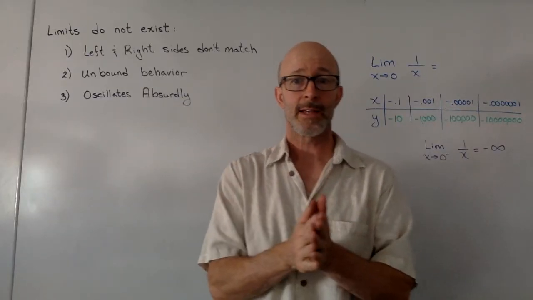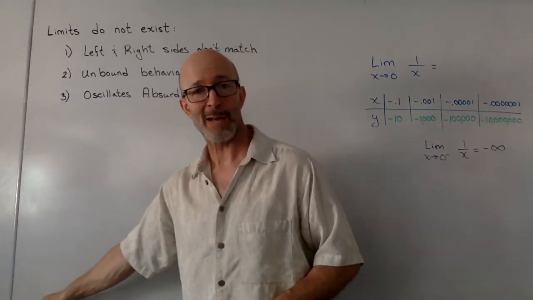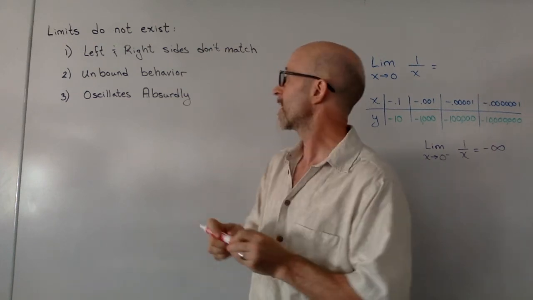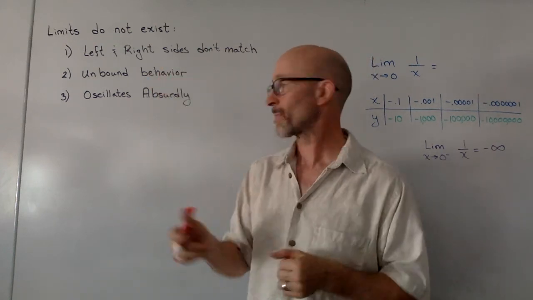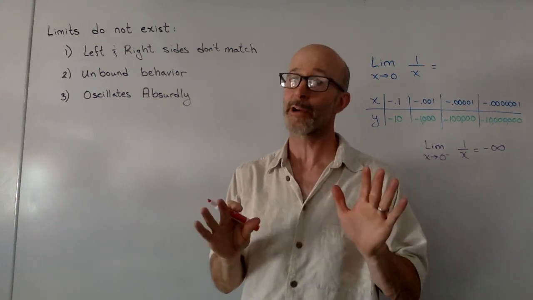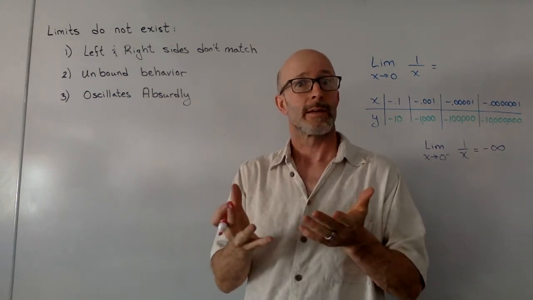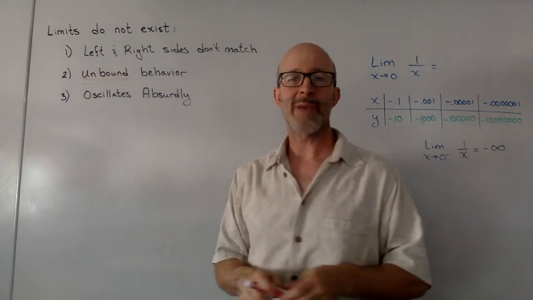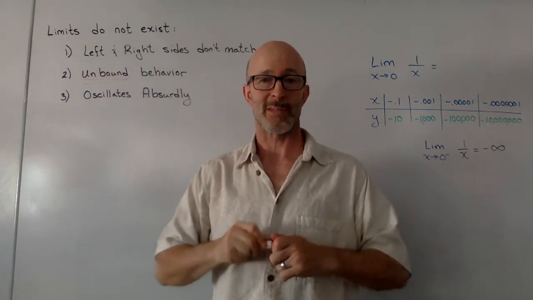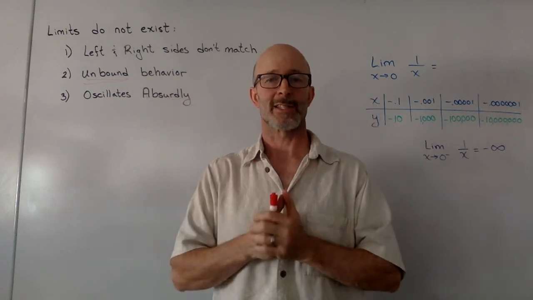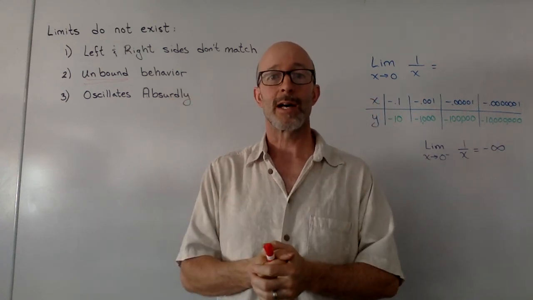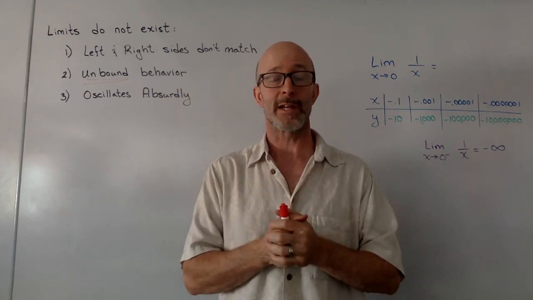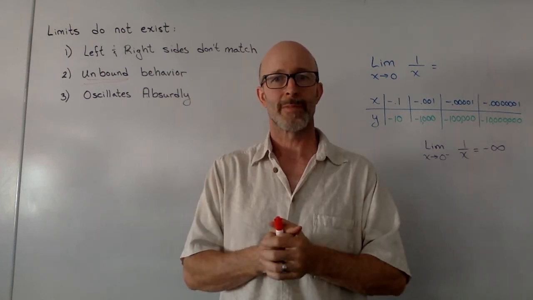But wait, you might say, you recall from the beginning of this chapter that there are times where we just simply don't have limits. If the left and right-hand sides don't match, there's no limit. And if it oscillates absurdly, a very rare but real case, the limit doesn't exist. Unbounded behavior was one of those limits that we said does not exist or is undefined because a limit should be approaching a number. If it ever goes to infinity, there is no limit.